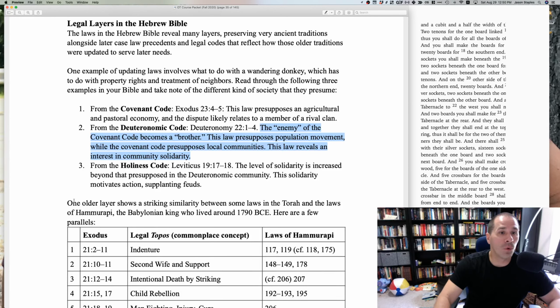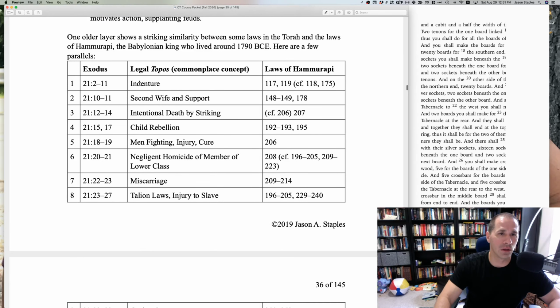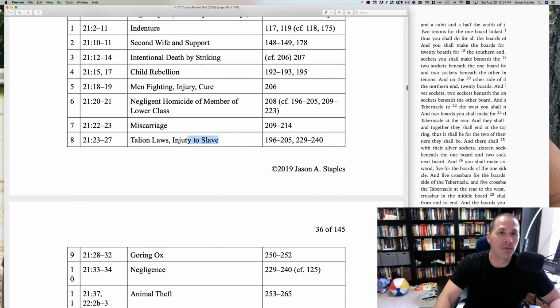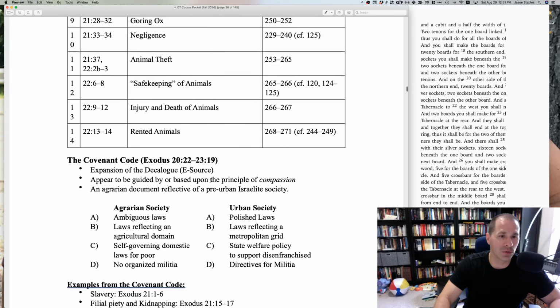Now, within the oldest layers of these laws, there are a lot of similarities between the laws of Hammurabi, the Babylonian king from about 1790 BCE, and laws in the Bible. So I've listed out the various laws of Hammurabi. If you're interested, you can look those up and then take a look at the parallel passages in Exodus. It's really, really interesting. Most famously, you have the Talion laws that appear in both, which is the eye for an eye and a tooth for a tooth law.